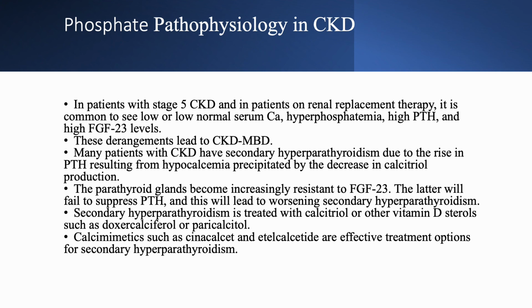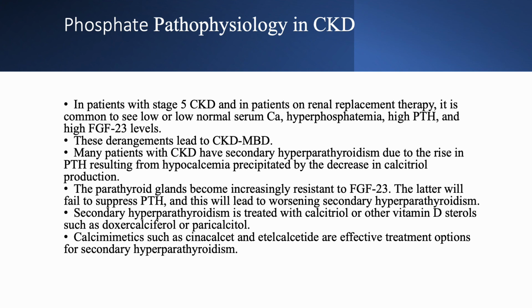So far in the United States, we have 2 compounds. We have cinacalcet, also known as Sensipar, and it is available as an oral medication. And we have etelcalcetide, which is an intravenous medication, and both are very effective for treatment of secondary hyperparathyroidism.